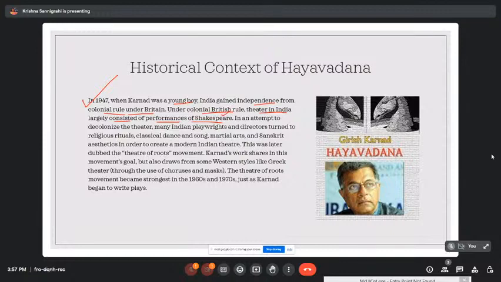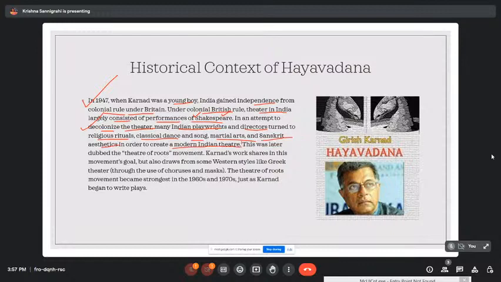Now, in an attempt to decolonize the theatre, and this term is very interesting, the domain of theatre, which was colonized, occupied, conquered by the performances of Shakespeare, he felt that there was a need to decolonize. Many other Indian playwrights also felt the same, that there was a need to reclaim that space for Indian voices. Many Indian playwrights and directors turned to religious rituals, classical dance and song, martial arts, and Sanskrit aesthetics in order to create a modern Indian theatre.